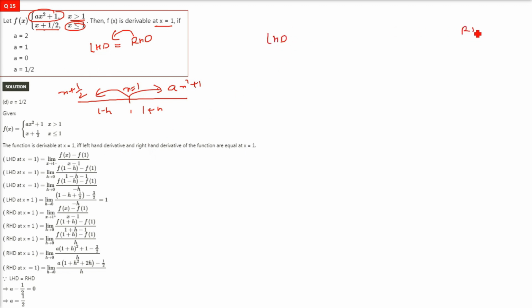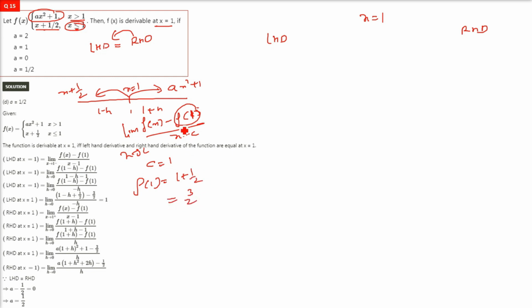So LHD and RHD, because we are checking the derivability. The actual formula is (f(x) minus f(c)) by (x minus c), limit x tends to c. So c is 1 here because we are checking at 1. f(1) is what? Where is the equality? It is here. So we have to put this 1 in (x plus 1) by 2. So (1 plus 1) by 2 is 3 by 2. f(1) is 3 by 2. So this is (f(x) minus 3 by 2) divided by (x minus 1).